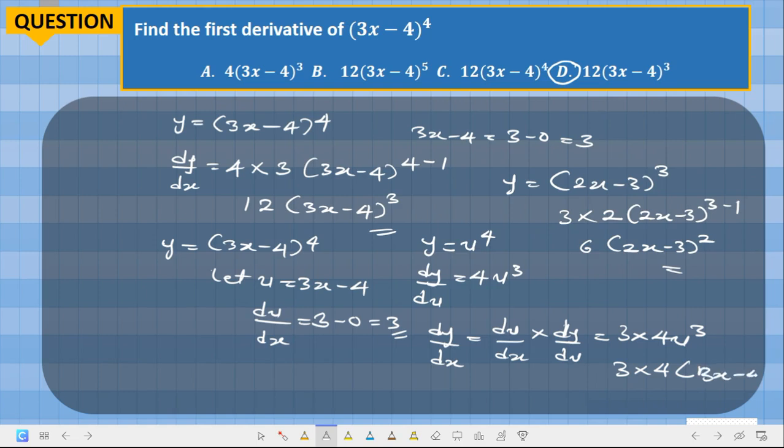3x minus 4 raised to the power of 3. If I should write this here, 3 times 4 is what? 12, bracket 3x minus 4 raised to the power of 3. And that is why this is the correct answer to that question. So you can use the short method, which just entails bringing the power down, differentiating what is in the bracket, writing this again, then subtracting 1 from the power. So that is that for that question.